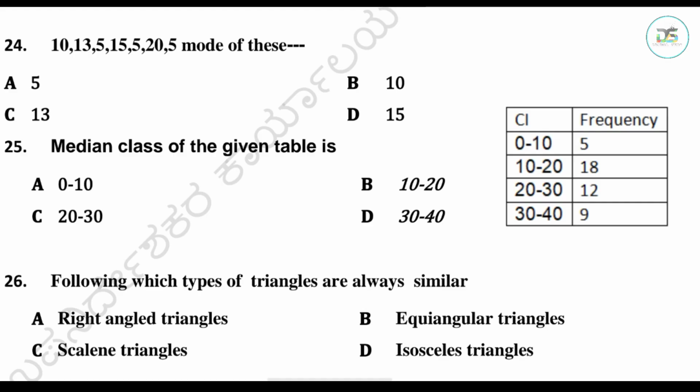Next question, which of the following types of triangles are always similar? Options are option A right angled triangle, option B equiangular triangle, option C scalene triangle, option D isosceles triangle. Here the right answer is option B, equiangular triangle. So equiangular triangles are always similar.